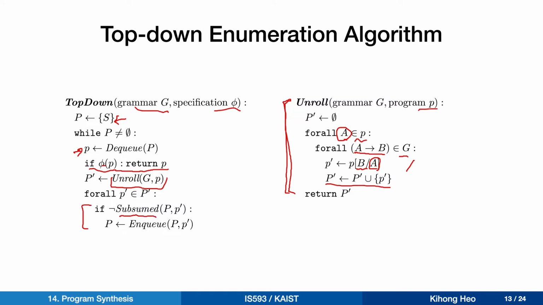That actually checks whether this new candidate P prime is already subsumed by another candidate, as we discussed in the previous slide. If not, then we add this program as a new candidate, like this. And we will keep repeating this process until we find the solution. As you can see, this process may not terminate. So for that, we need some stop criteria, such as timeout.